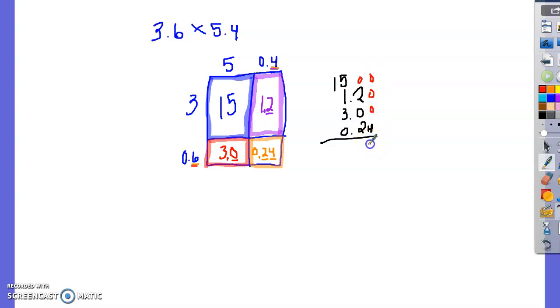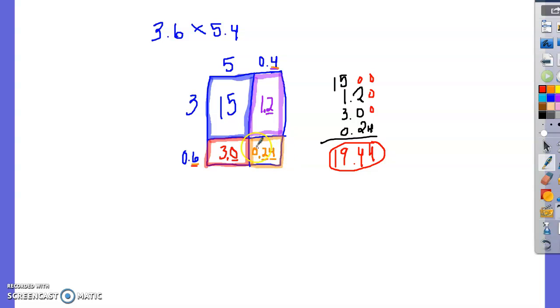So 0 plus 4 is 4. 0 plus 2 plus 0 plus 2 is 4. 5 plus 1 is 6. 6 plus 3 is 9. 9 plus 0 is still 9. And then our 1. So our final answer here would be 19 and 44 hundredths, or 19.44.